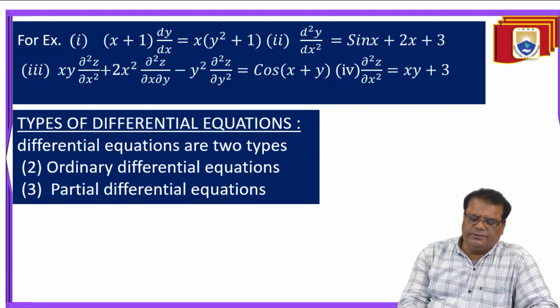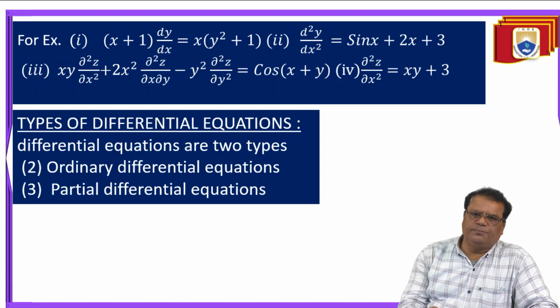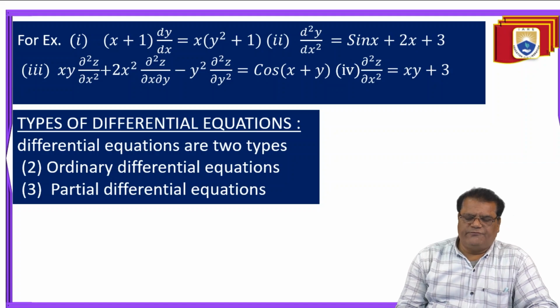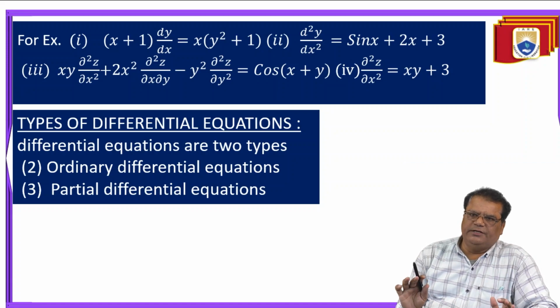Next, this is a partial differential equation because here is a derivative of second order with partial. This is also partial and this is also partial. So partial derivatives are present in this equation. So we can say this equation is a partial differential equation. Now, types of differential equation. Here I am giving some examples which represent all types of differential equation. Now we discuss how many types of differential equation there are.